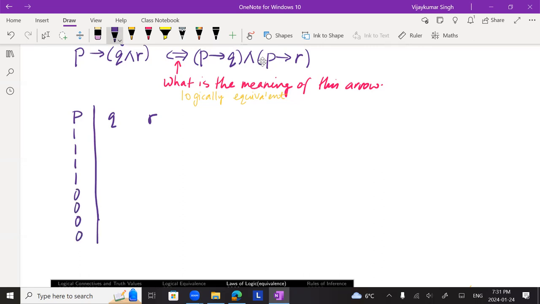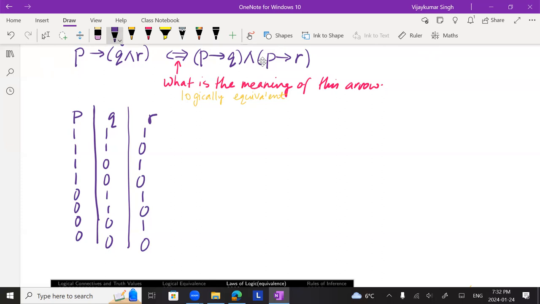Then for Q you will have 1 1 0 0, 1 1 0 0, and then for R you have 1 0 1 0 1 0 1 0. That way you get all the possibilities. Again, to be precise, this is not necessarily the way you write the solution, but if you write it like this, you are listing all the possibilities, and it's also good for the reader to read.